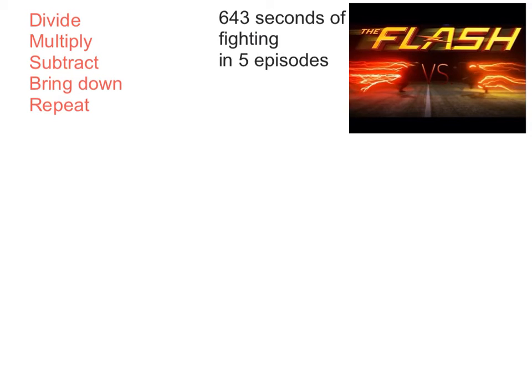So the little story here: in season 1 of The Flash, one of the main bad guys was the Reverse Flash, who is this one right here, and this is the good Flash here, and they fought a lot. In about 5 episodes, they fought for 643 seconds. So I want to know, on average, if you split it up, how many seconds per episode did they fight out of those 5 episodes? So go ahead, divide it, rewind if you need to, and then I'll walk through it with you. Alright, hopefully you've gotten a chance to work through it, so I'll model it here.